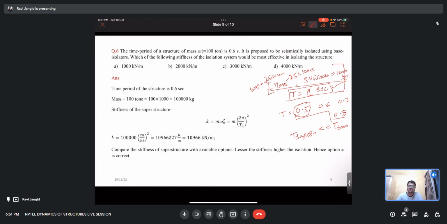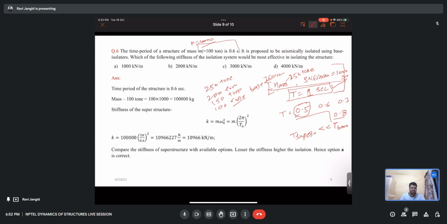Same kind of question: if I give you the stiffness as 4000 and the time period as 0.6 second, and you need to find the mass, with options of 250 ton, 200 ton, 150 ton, and 100 ton. You need to find the mass of the base isolated structure at which your isolation would be effective. Here you also need to consider that as my mass increases, my time period is higher.